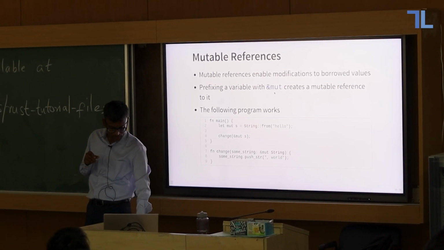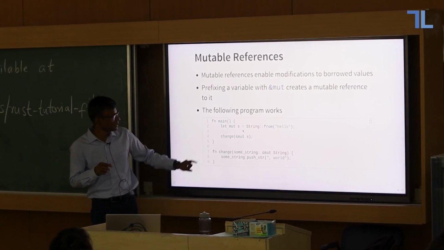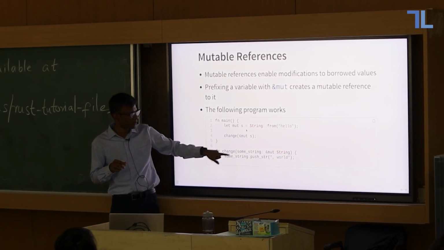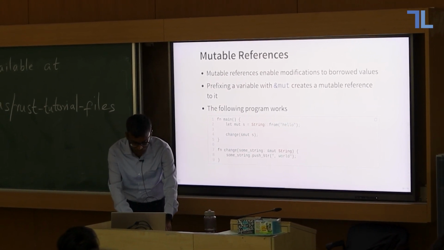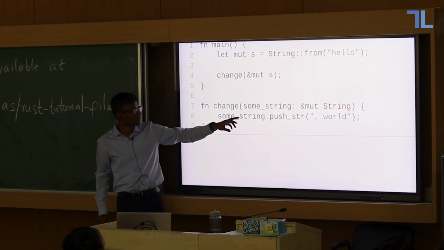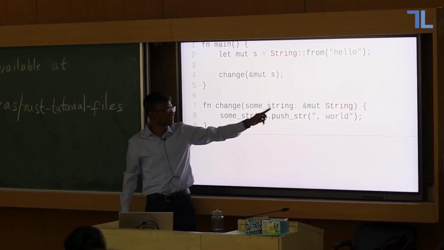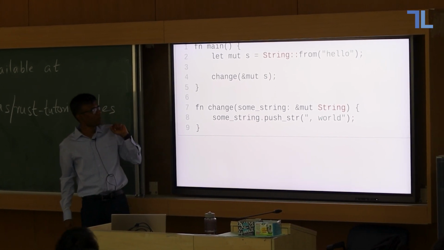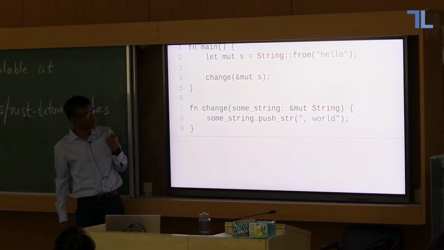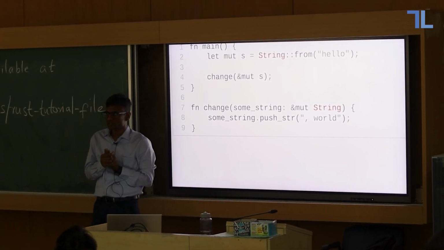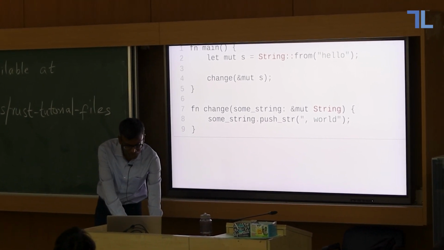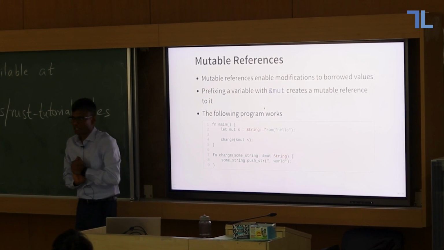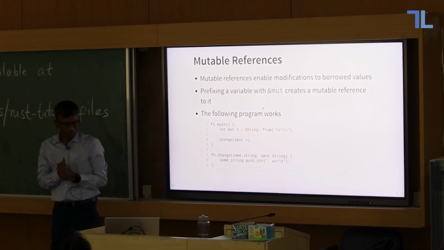The syntax is like this: let mut s = String::from hello, then change takes the mutable reference. What I am doing is appending world to it. So there can only be a single mutable reference at any time, but many immutable references. I don't have an example to illustrate that, unfortunately, but we can play around with the compiler and see.